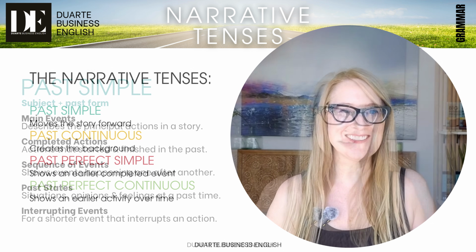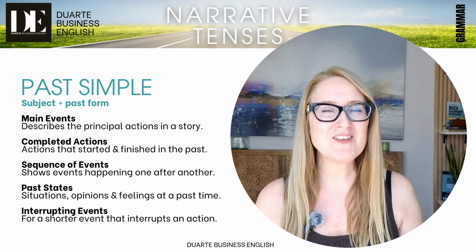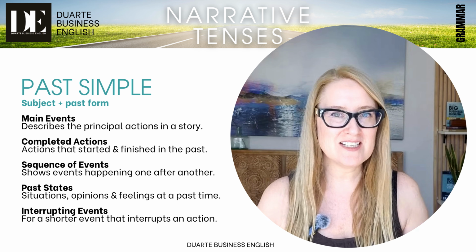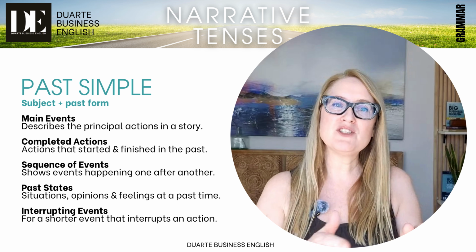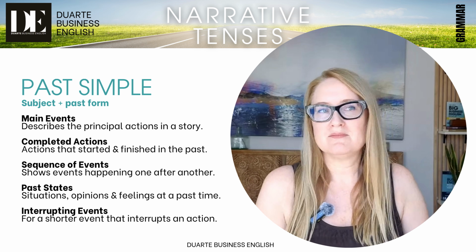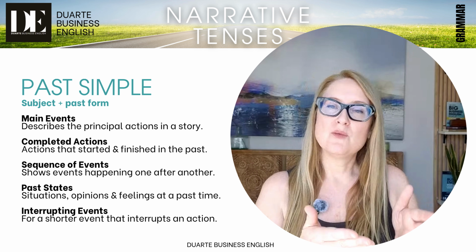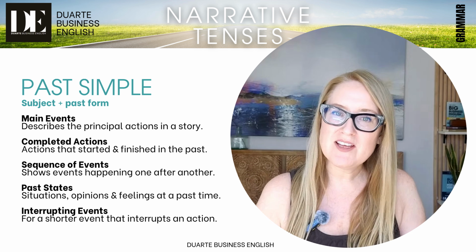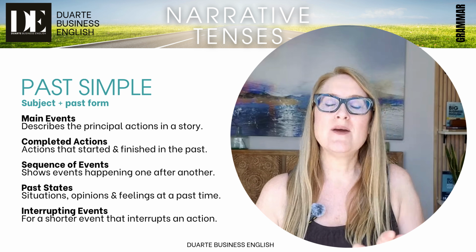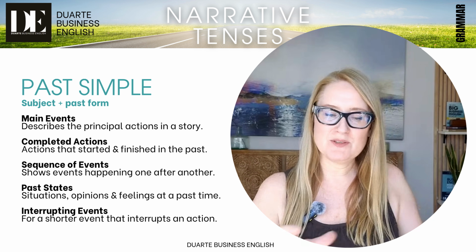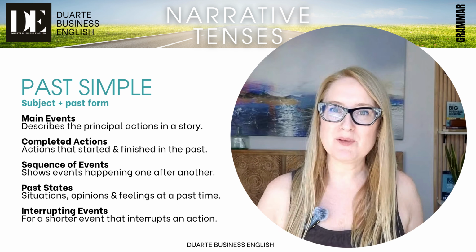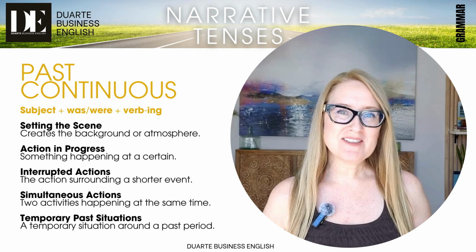Let's jump right in. Past simple. Of course, you know past simple, but you need to know how past simple works with these three other tenses in narrative tense usage. Okay, past simple, it shows that an action starts and finishes. We use past simple to say something's been completed in the past. We use past simple for a sequence of events. We use it for past states because we cannot use continuous for this. And we use it for interrupting events. When you have past continuous, something happening, and then something interrupts it. That's your past simple.